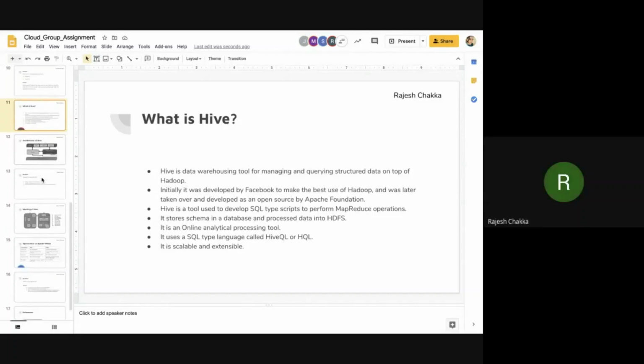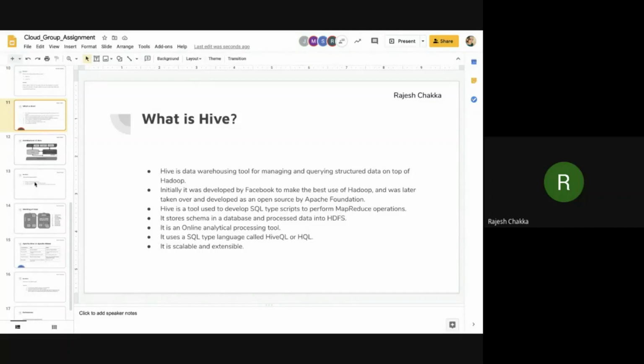I'm going to explain the introduction of Hive. Hive is basically a data warehousing tool for managing and querying structured data for Hadoop data file systems. Initially, Hive was developed by Facebook and later it was taken over by Apache Foundation, who developed it as open source. Hive is a tool used to develop SQL type scripts for structured MapReduce operations. It stores schema in a database and the process data is stored in HDFS.